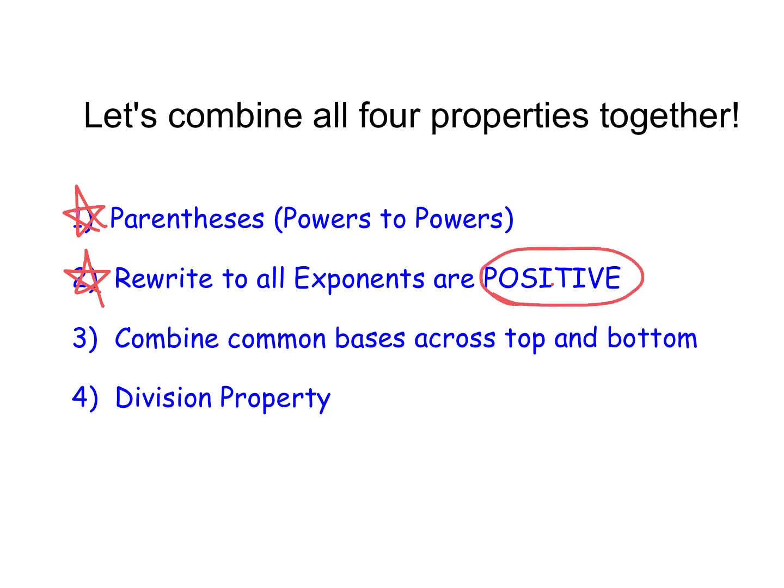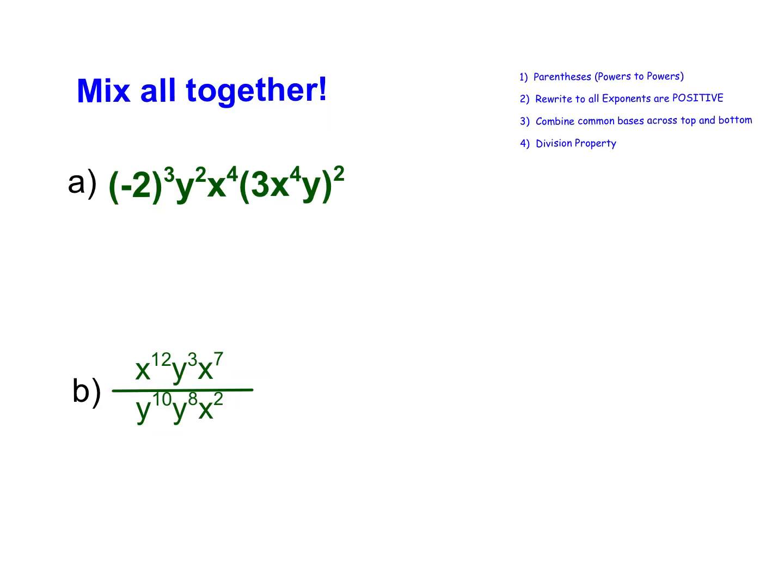So I start with my powers to powers, then I rewrite everything as positive. Then I essentially simplify the top and the bottom, so combine common bases across the top, and then common bases across the bottom. And then from there, use that division property where you have to subtract your exponents. So let's simplify the following together.